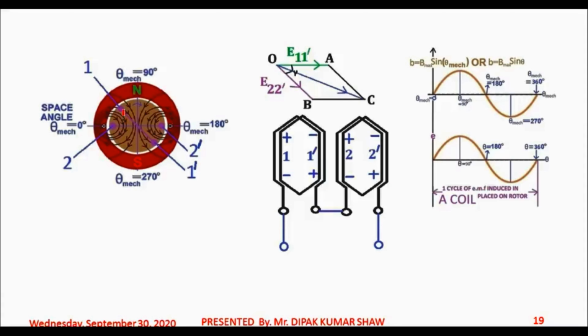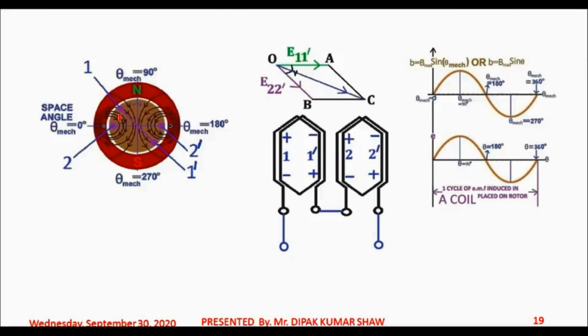So that is the reason that a conductor placed on the rotor periphery would see sinusoidal variation of the flux density as the rotor is moving, that means as the conductor is moving along the air gap periphery. Now, we have chosen a convention here that flux under the north pole would be treated as positive and flux under the south pole would be treated as negative.